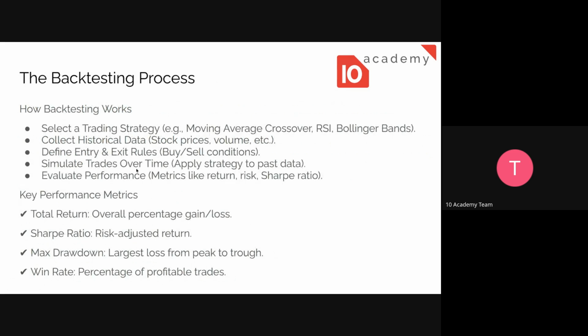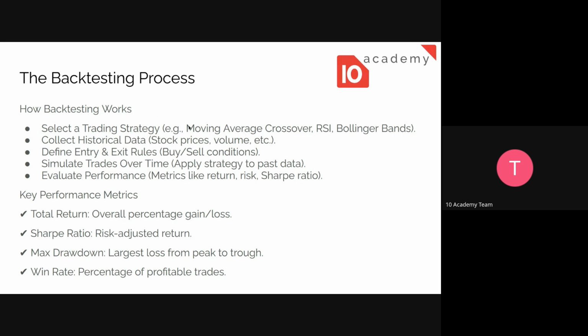General highlight on the backtesting process: you need to select a trading strategy. There are a handful of strategies that can be used. We're going to see five or six of them: moving average crossover, relative strength index, Bollinger Bands, and others. You need to select one of these strategies, so you need to have some knowledge of them.